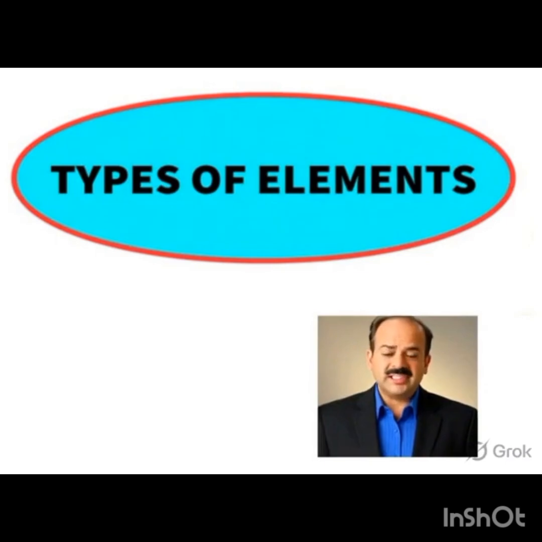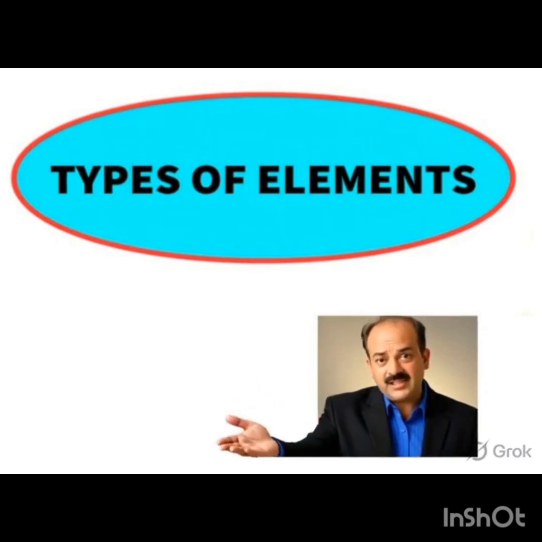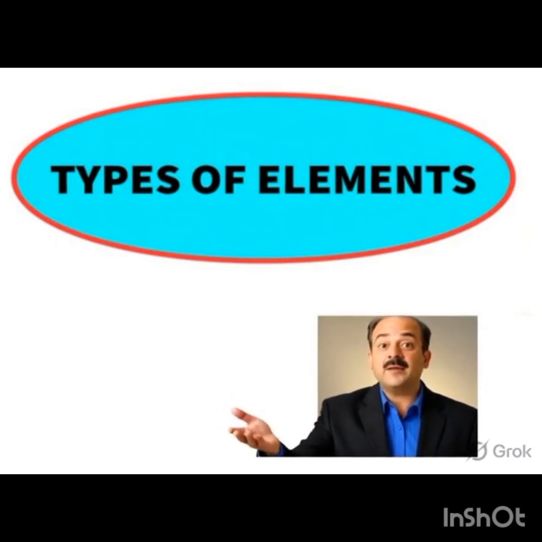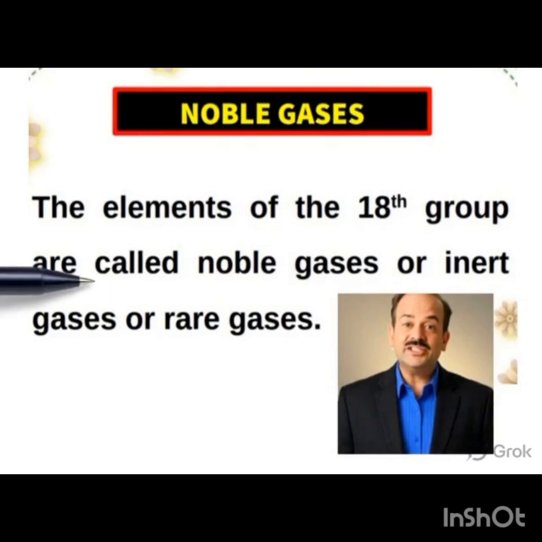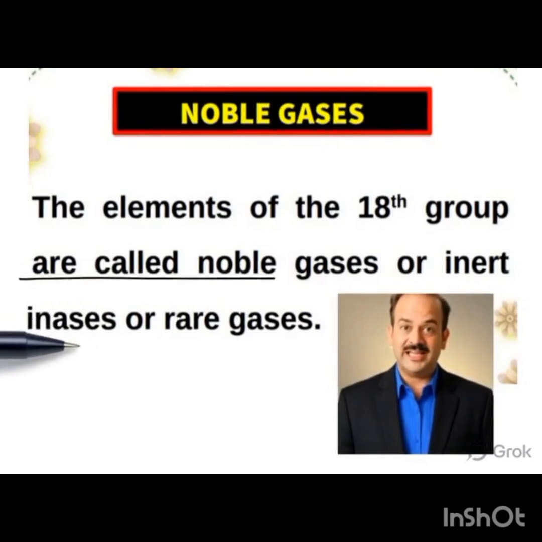Hello students. Today we will learn about types of elements. There are metals, non-metals and metalloids. The elements of the 18th group are called noble gases or rare gases.